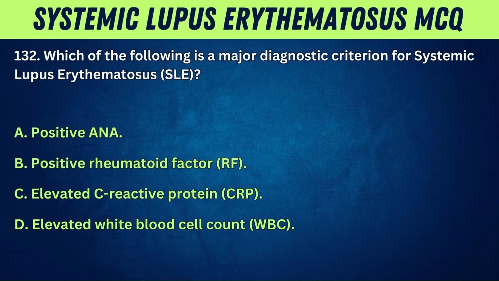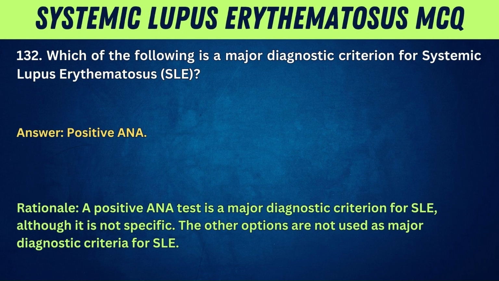132. Which of the following is a major diagnostic criterion for systemic lupus erythematosus, SLE? A. Positive ANA. B. Positive rheumatoid factor, RF. C. Elevated C-reactive protein, CRP. D. Elevated white blood cell count, WBC. Answer: positive ANA. Rationale: a positive ANA test is a major diagnostic criterion for SLE, although it is not specific. The other options are not used as major diagnostic criteria for SLE.